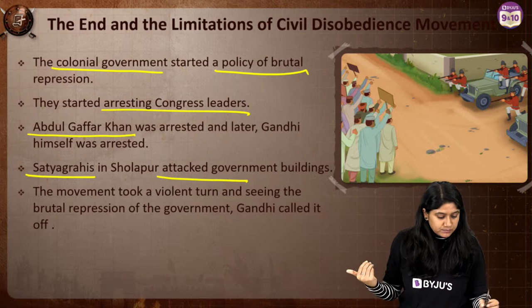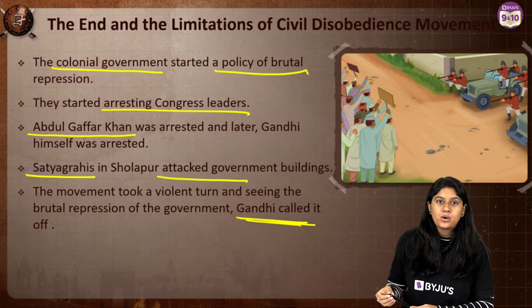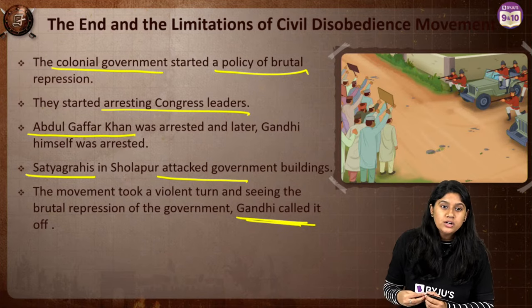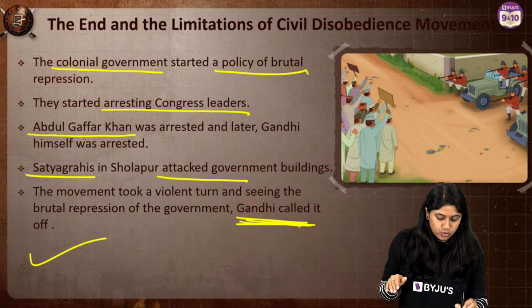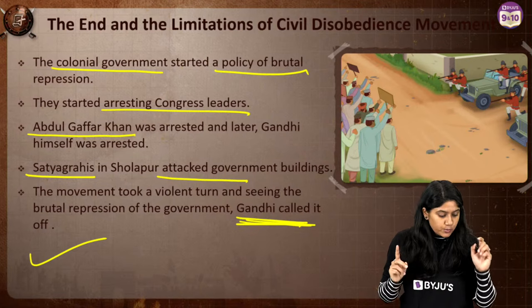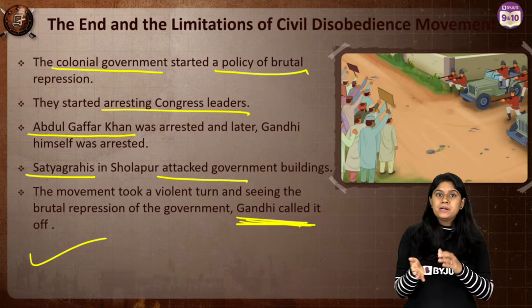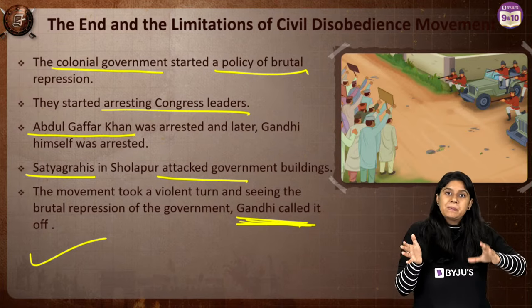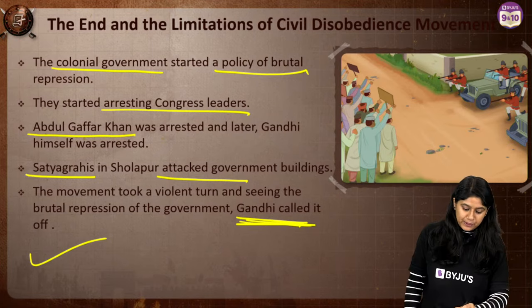Eventually, Gandhiji realized that nothing is working and we should call it out. Again, he called the movement off. Clear, everyone? So we saw that every time the movement ended, it was because of the violence that the people were doing, and Gandhiji had to call back the movement.